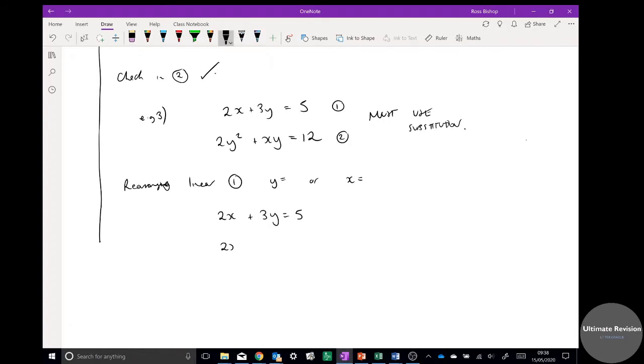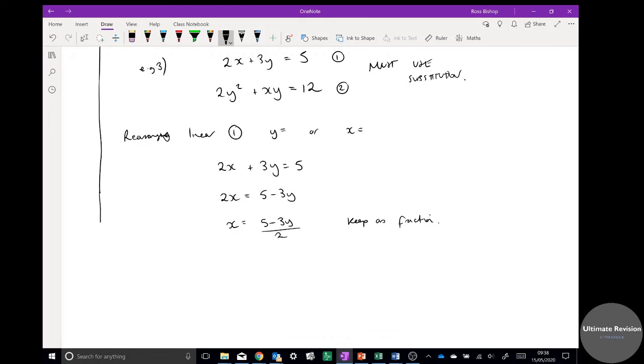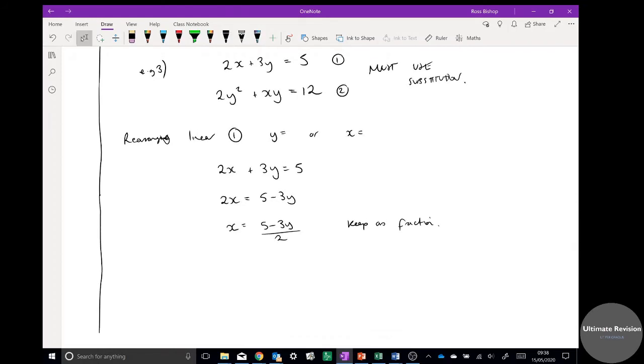To do that, I minus 3y, and then I divide by 2. So x is going to equal (5 minus 3y) over 2. Now I'm going to keep it as a fraction. For A level, generally we like to keep things in fraction form. They're so much easier to deal with if we do that. I'm going to call that equation 3 because I've manipulated it from 1.